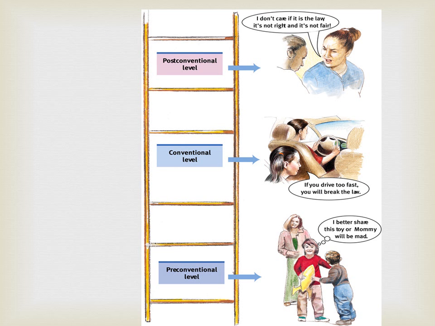So there's that. Again, the pre is all the way at the bottom. I better share this toy or mommy will be mad. Another perspective would be if you drive too fast, you will break the law. That's the conventional idea of it. And the last one could be, I don't care if it's the law, it's just not fair. So if you were caught speeding, the reason why you wouldn't speed is because in the first one, mommy or daddy would say it's bad. The second one, you're going to get a ticket with the law. And the third one, maybe you should speed because you need to get somewhere in order to help someone. Or you shouldn't speed because you don't want to hurt anyone while you're speeding.